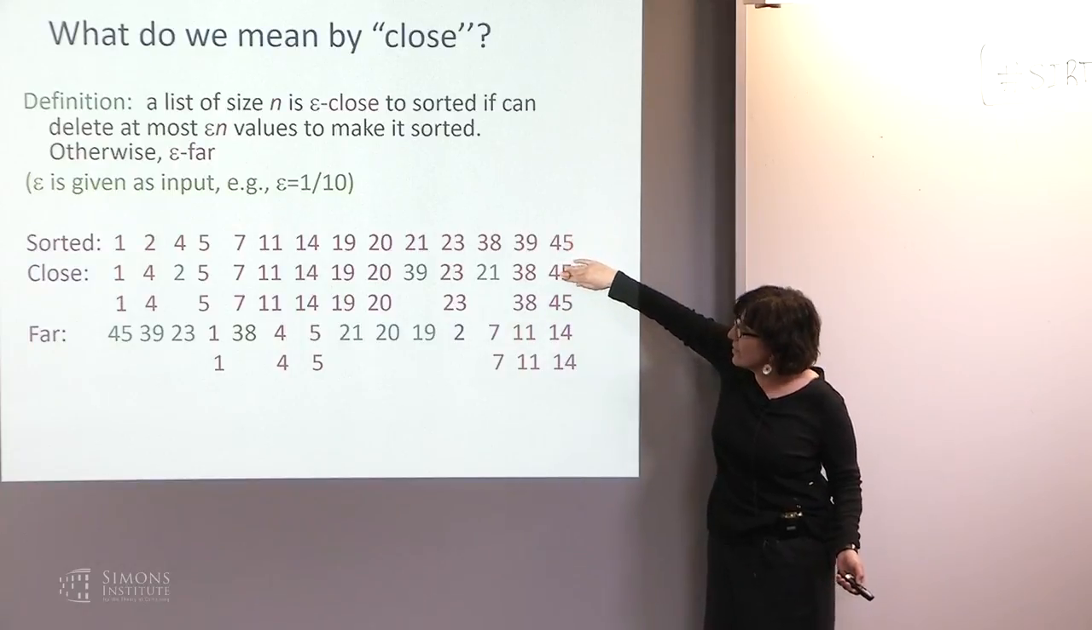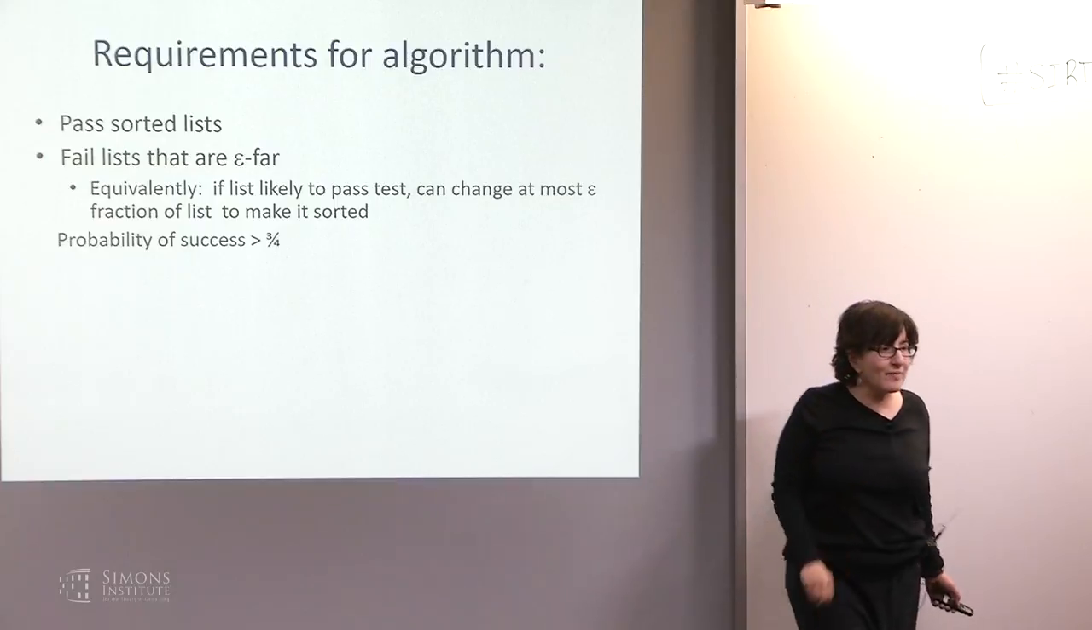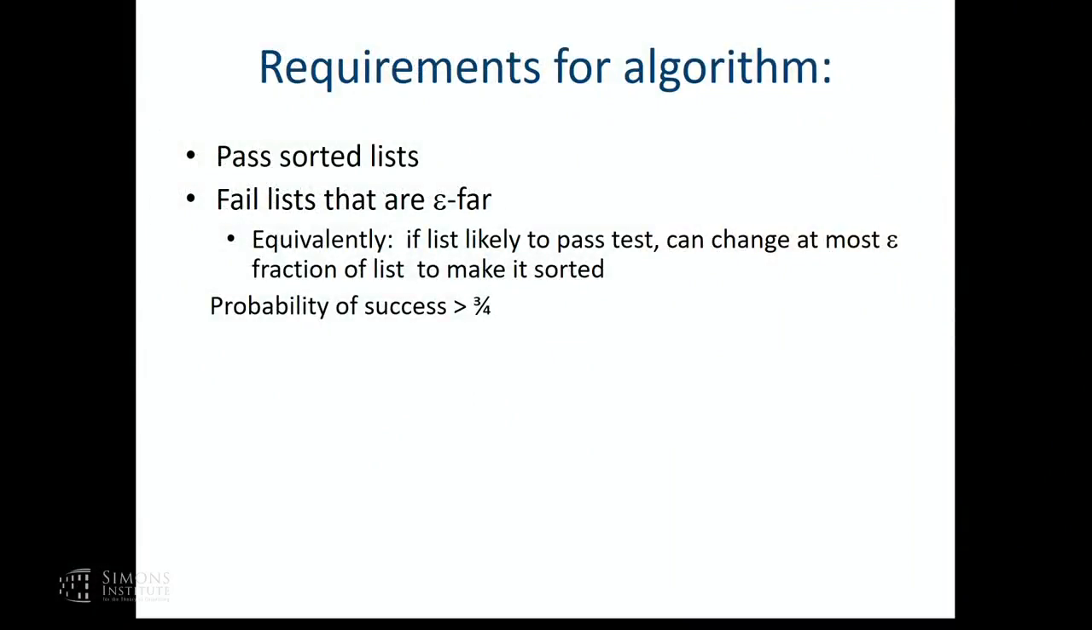This is a sequence that's close to sorted, and this is, of course, sorted. All right, so what we want from the algorithm is it should pass sorted lists, fail lists that are epsilon far, and I'm going to use the contrapositive here. If P implies Q, that's equivalent to saying not Q implies not P. That's how we always do our proofs here. Okay, so I'm going to prove not Q implies not P.